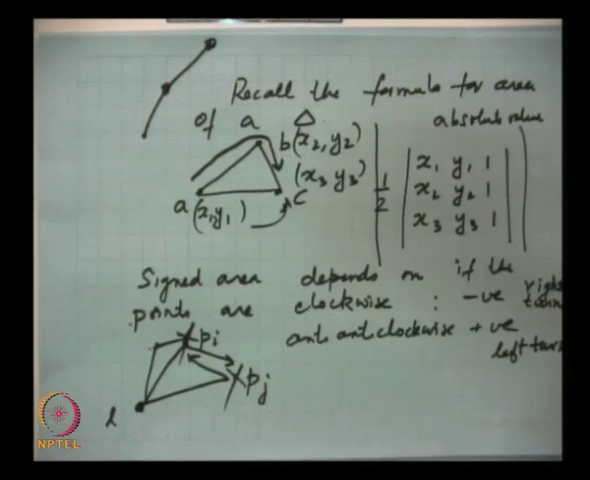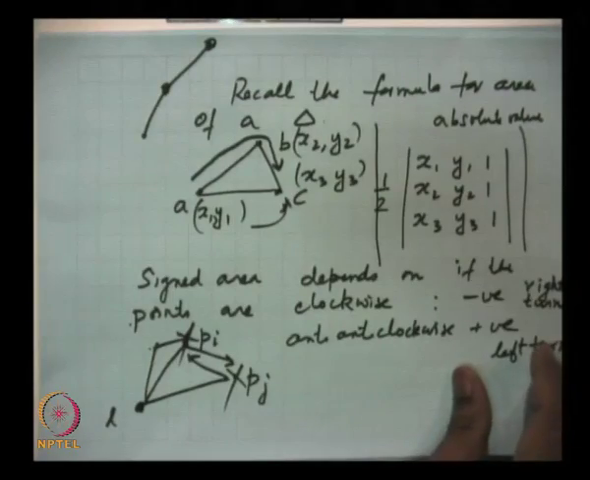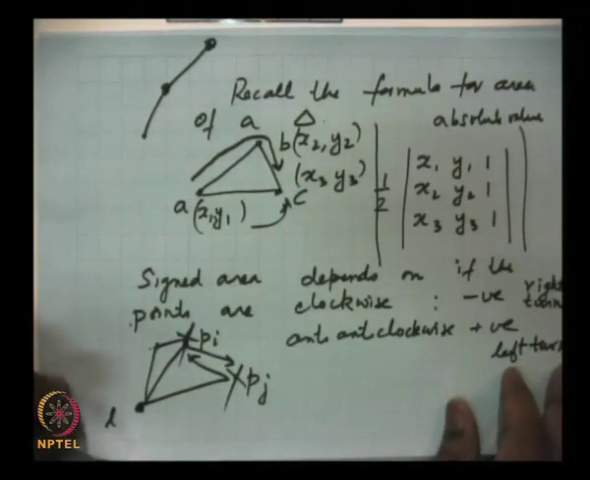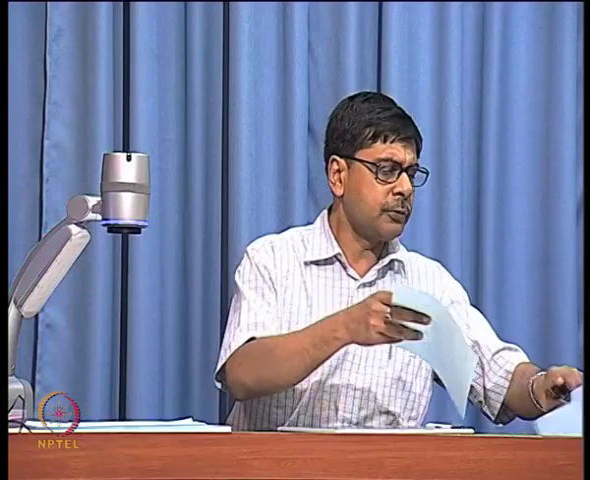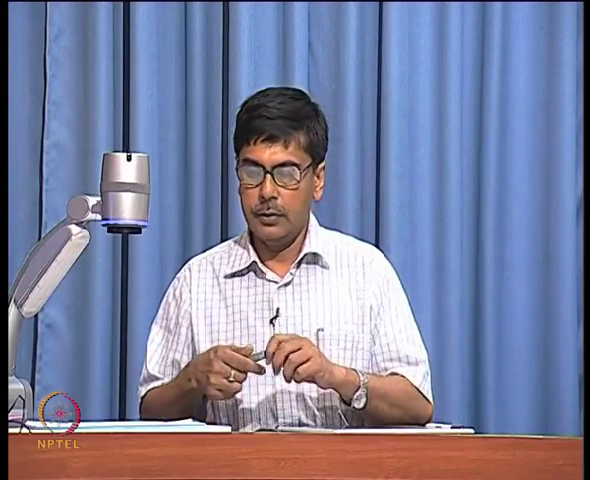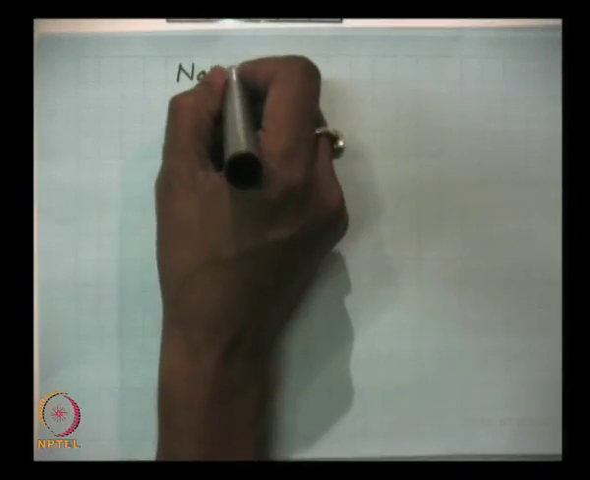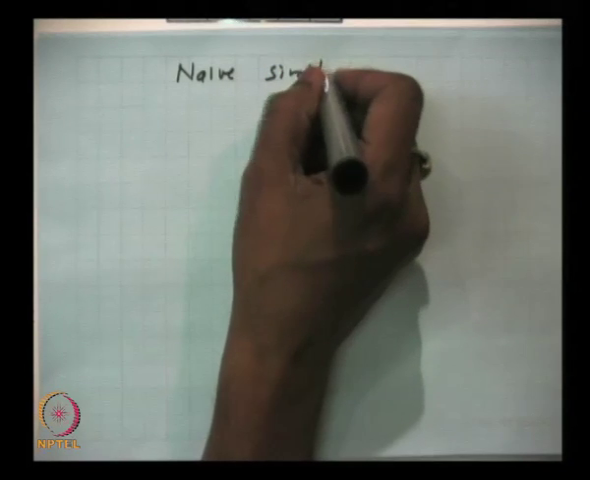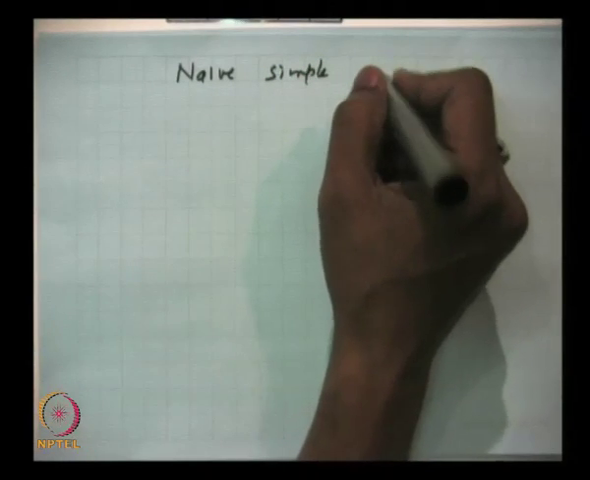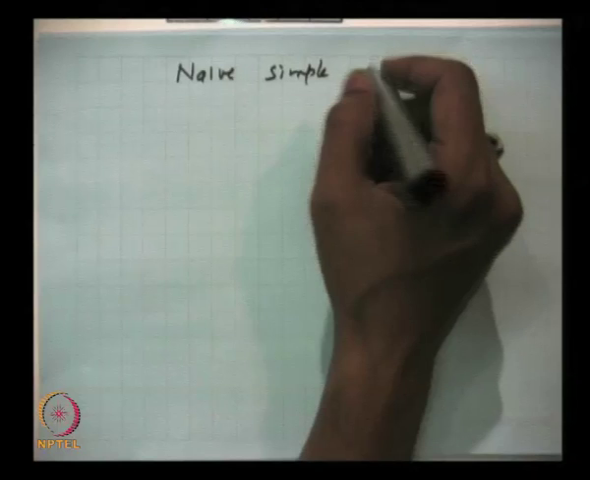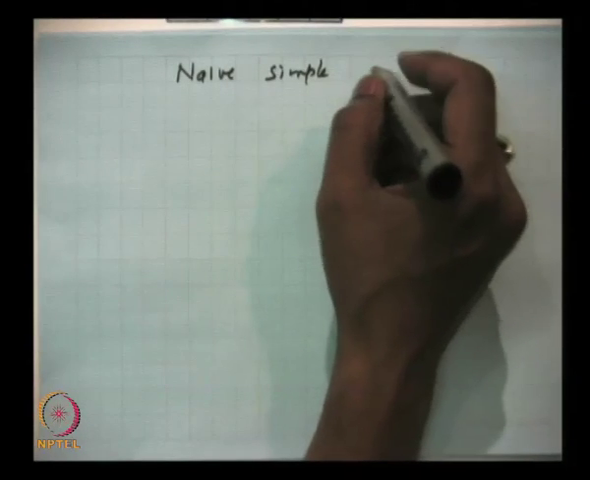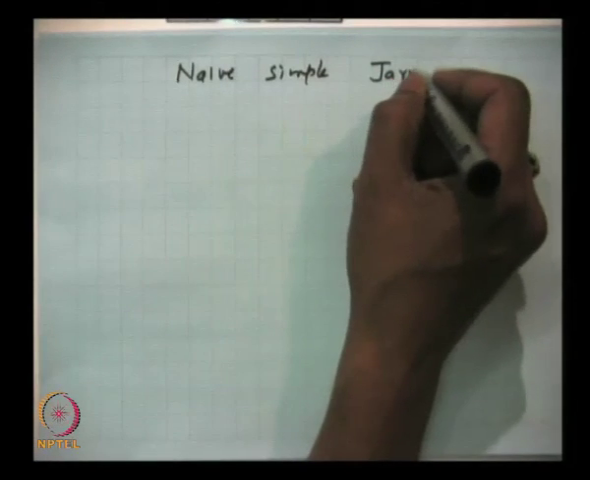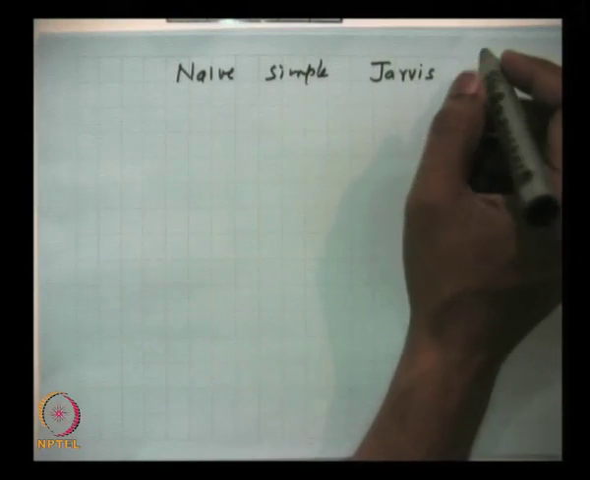So, if you use this primitive, then clearly the running time of this thing that we just talked about, what will that be? Yeah. So, it is like a maximum minimum computation at every step. Okay. So, this naive simple algorithm, it has actually a name also. It's called Jarvis's march, for whatever it's worth.